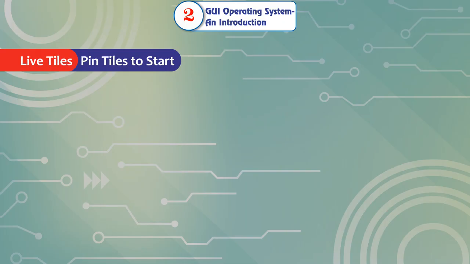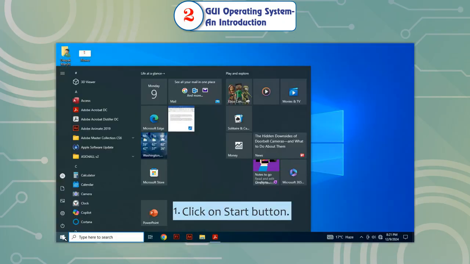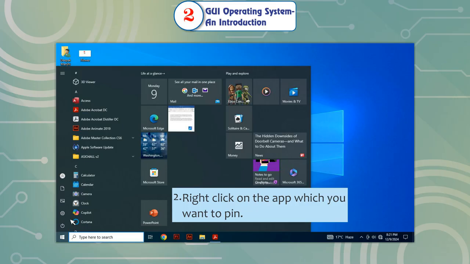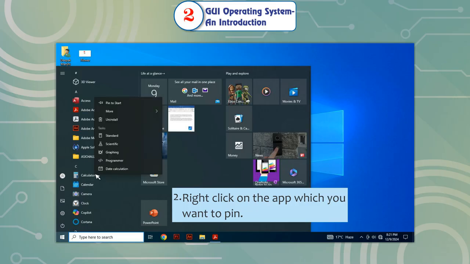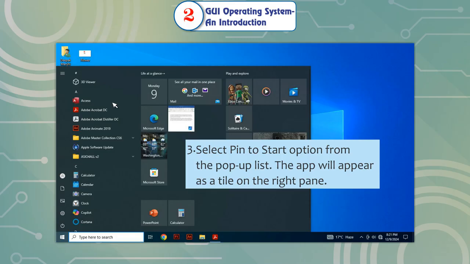Pin tiles to start. 1. Click on Start button. 2. Right-click on the app which you want to pin. 3. Select Pin to Start option from the pop-up list. The app will appear as a tile on the right pane.